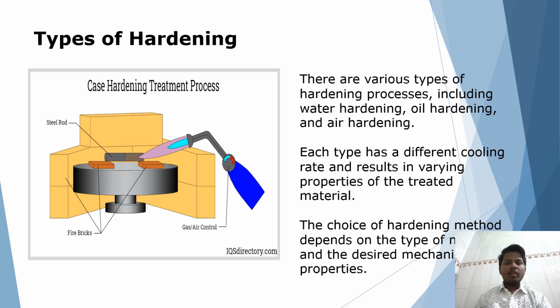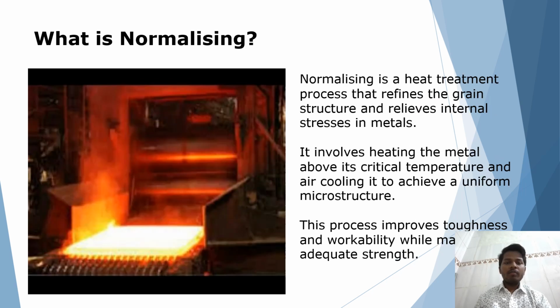Types of hardening. There are various types of hardening processes, including water hardening, oil hardening, and air hardening. Each type has different cooling rates and results in varying properties of the treated material. The choice of hardening method depends on the type of material and the desired mechanical properties we have.